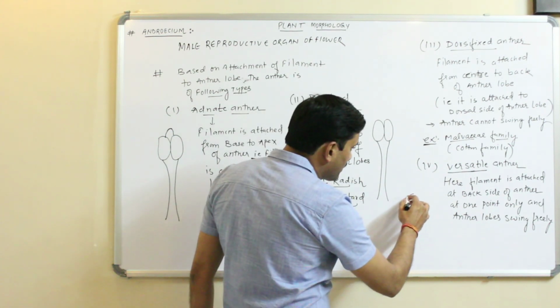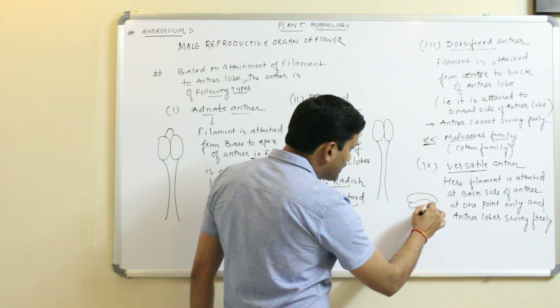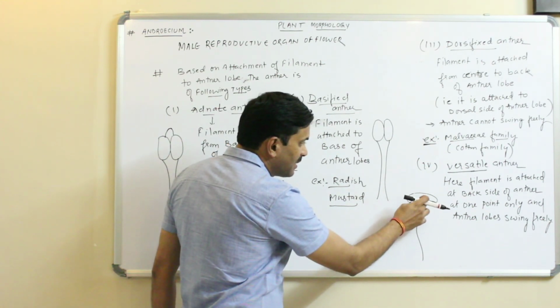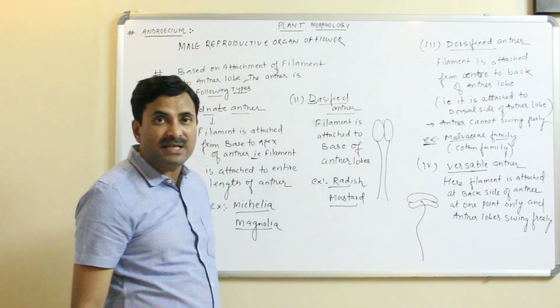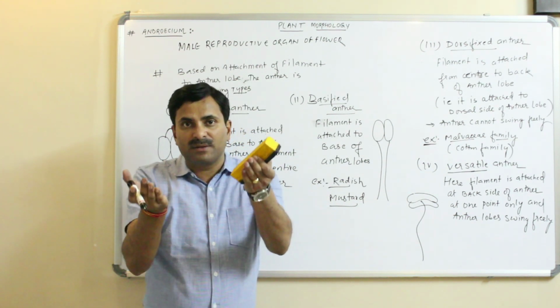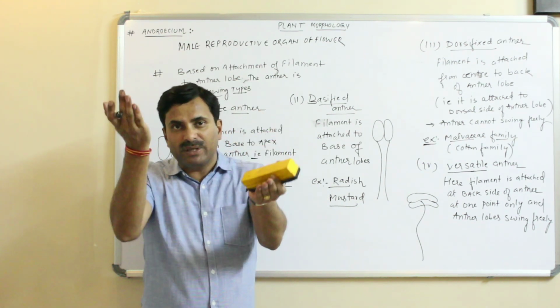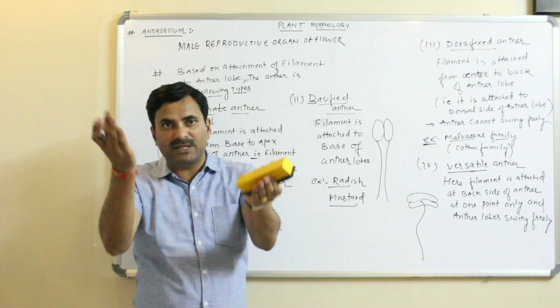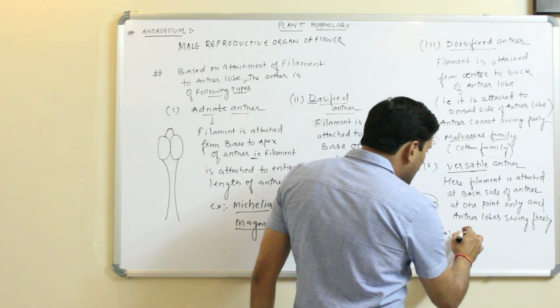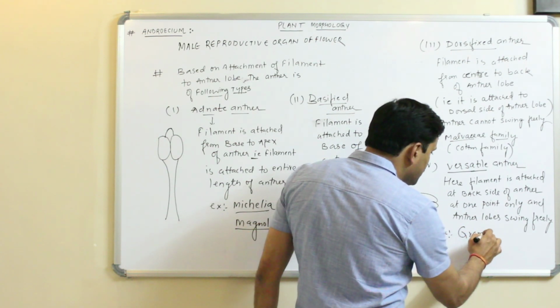It is like this type. This is the versatile anther. And in a versatile anther, when the wind blows, it shows a seesaw movement, up and down, like this type. The best example is the Gramineae family.